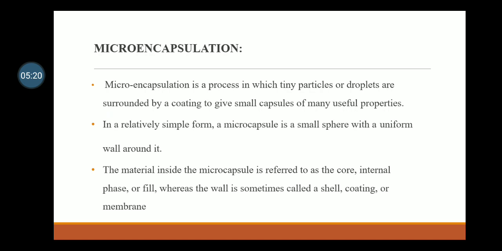Microencapsulation. Microencapsulation is a process in which tiny particles or droplets are surrounded by a coating to give small capsules of many useful properties. In a relatively simple form, a microcapsule is a small sphere with a uniform wall around it. The material inside the microcapsule is referred to as the core, internal phase or fill, whereas the wall is sometimes called a shell, coating or a membrane.